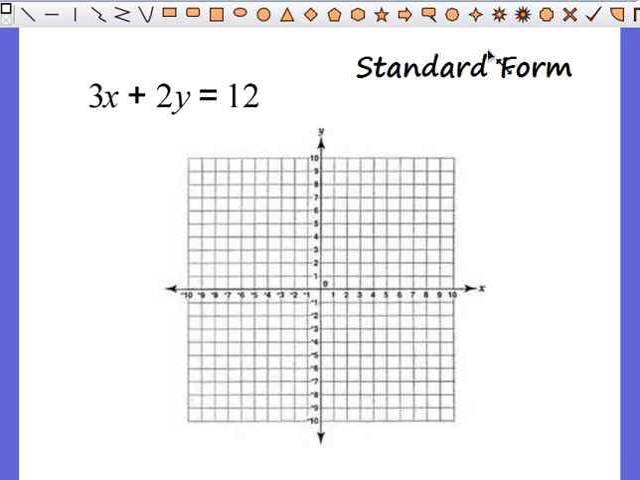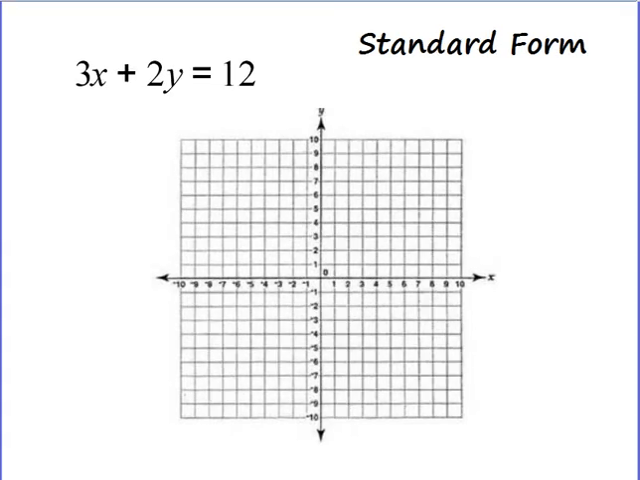Standard form is a bit different. I really can't graph specifically from standard form. There's lots of different tricks you can use, but the way that you were taught was to change it to slope-intercept form. In order to do that, I'm going to have to take my x term to the other side and divide by the coefficient in front of my y.